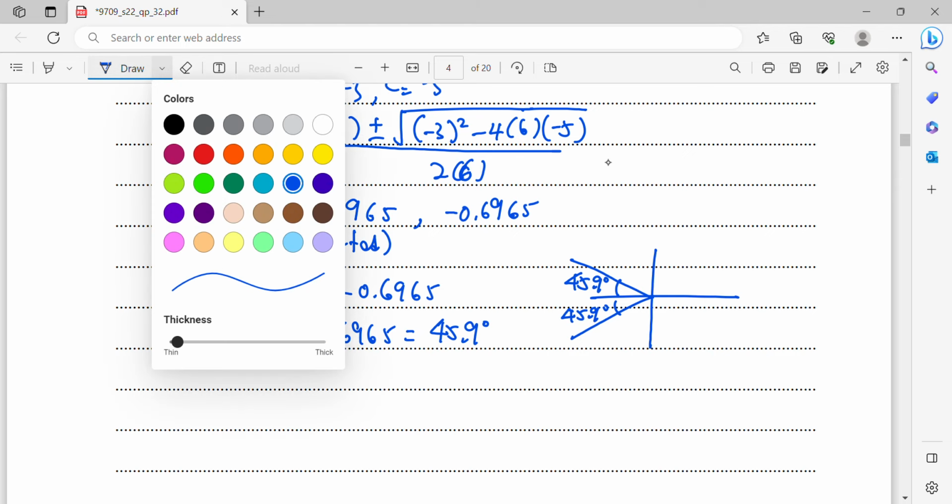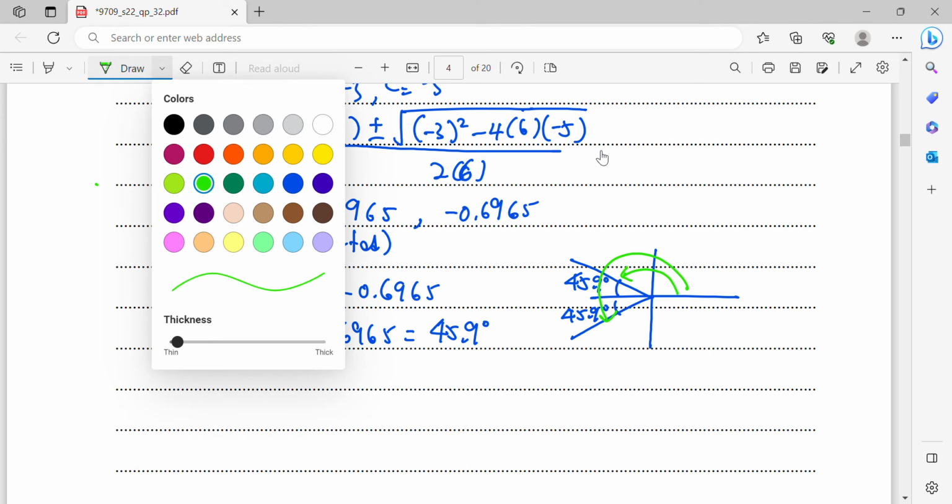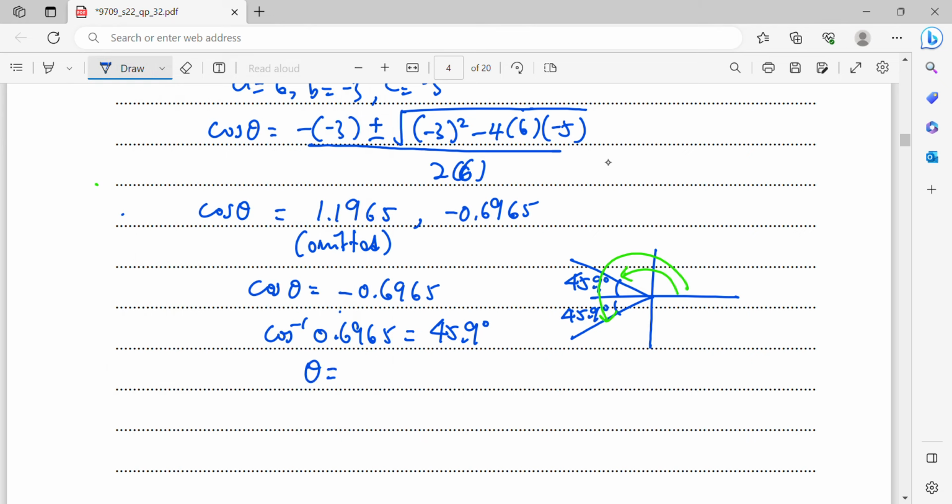And now our angle is counted from the first quadrant, so the green color will be my two angles. Now my theta is going to be 180 degrees minus 45.9 degrees for the first green angle, and the bigger green angle will be 180 degrees plus 45.9 degrees. Then you will be getting 134.1 degrees and 225.9 degrees. Okay, so these are the solutions for this question.